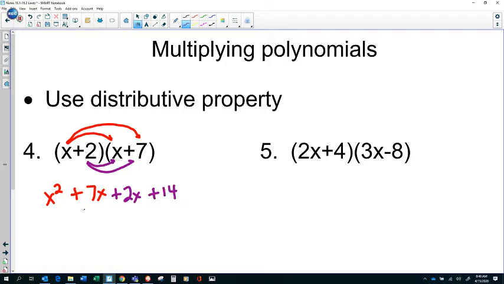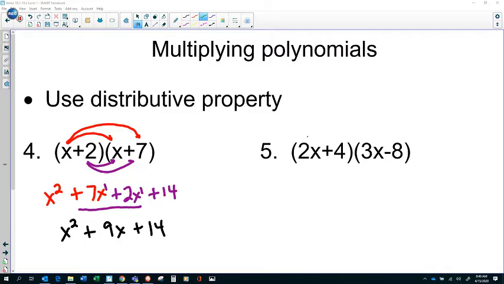At this point, I need to combine the like terms. I've got an x to the first power and an x to the first power here, so I can add these two coefficients together with my x's. Remember, you're not multiplying these, so the x still stays the same, and my answer is going to be x squared, and 7 plus 2 is going to give me 9x's, and then my 14's hanging out here as my only constant.